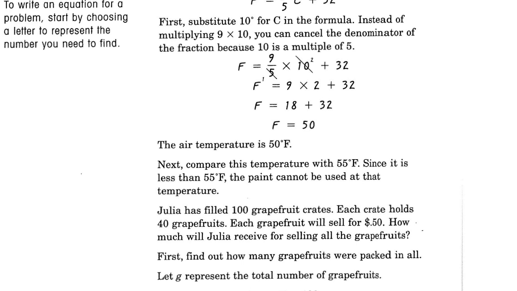First, substitute 10 degrees for the C in the formula. Instead of multiplying 9 times 10, you can cancel the denominator of the fraction because 10 is a multiple of 5. Just makes it easier. So what they have done is canceled out the 5 and the 10, and that becomes a 1 and a 2. So 9 times 2 is 18, plus 32 is 50. So the air temperature is 50 degrees. It says next, compare the temperature with 55 degrees. Since it is less than 55, the paint cannot be used at that temperature.